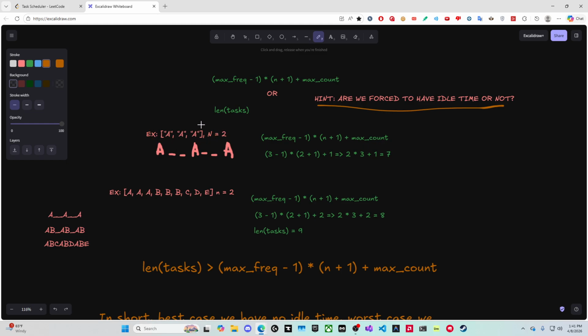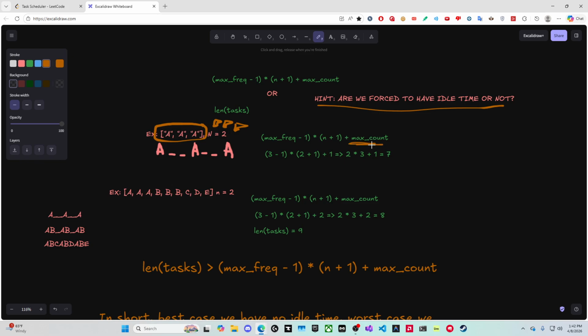It means our most frequent, okay, what task shows up most frequent? A, and how many times does it show up? It shows up 3 times, right? How many different tasks or labels show up 3 times? Just 1, right? Which would be A. For example, if we had 3 B's here, the answer would be 2, right? What's our most frequent task? Well, it could be A or B, and how much do they show up? They show up 3 times.